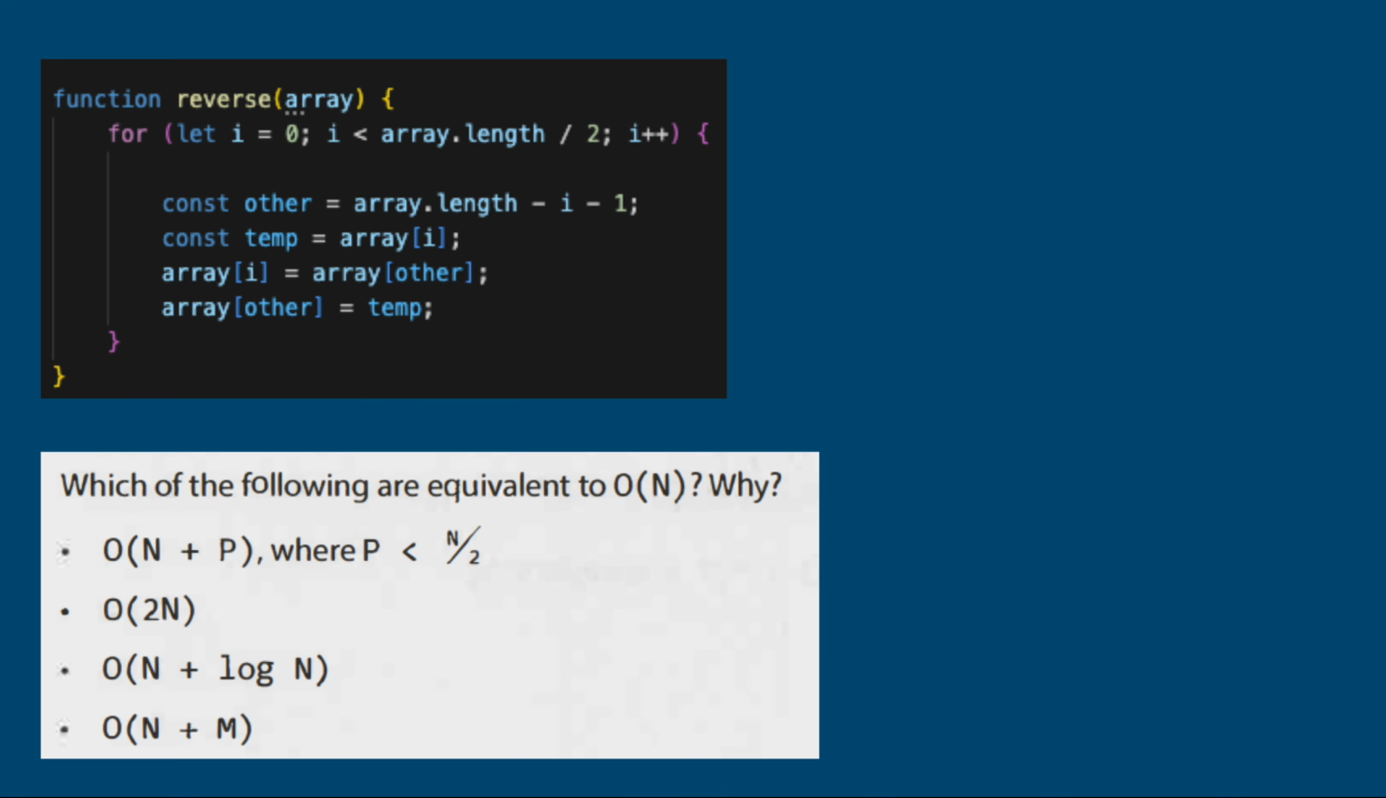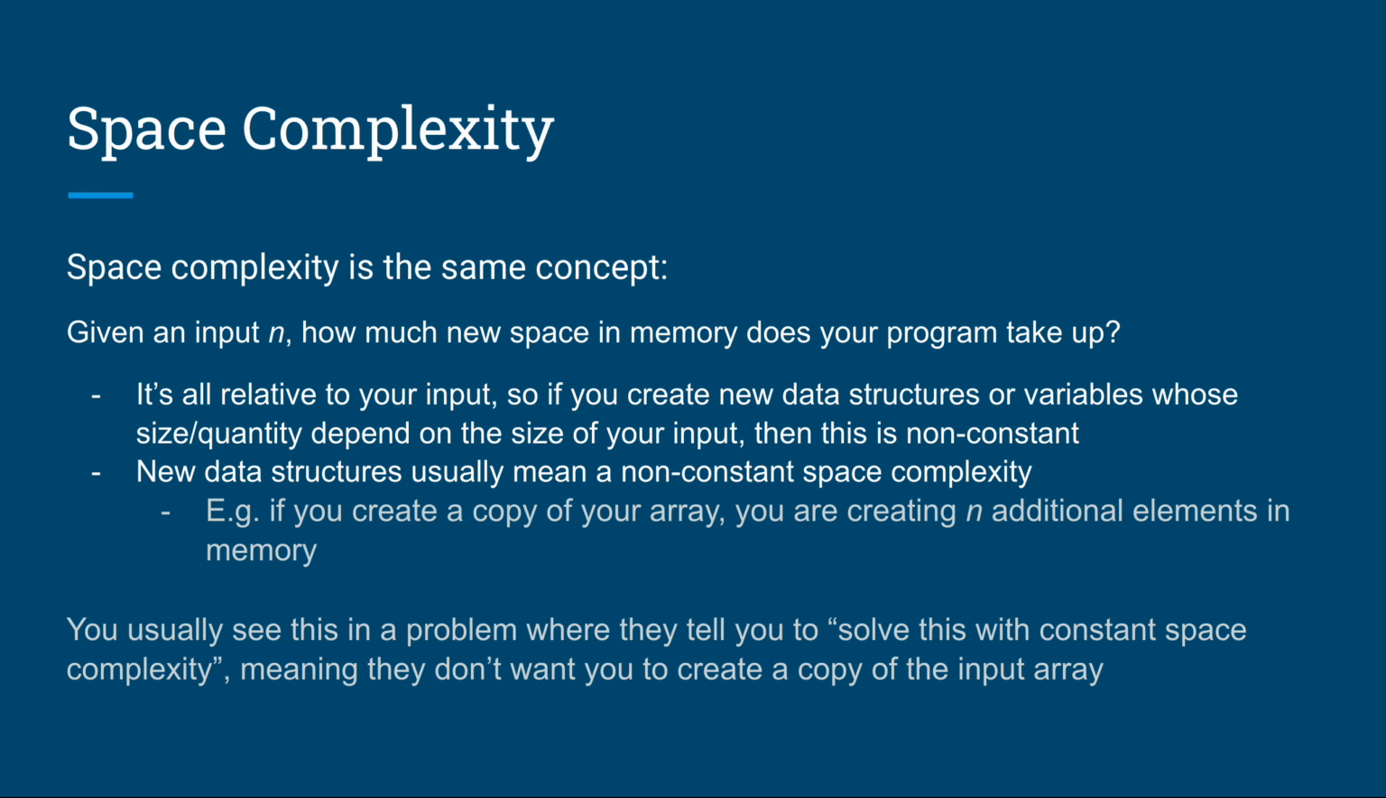Okay, that's it for time complexity. This is a super hard topic. We're going to be going over this way more. Now, as just an added bonus, I'm going to talk a little bit about space complexity, which is the other thing big O is used for. And it's the same concept. You're saying, given an input n, how much new space and memory will your program take up? So it's all relative to your input.